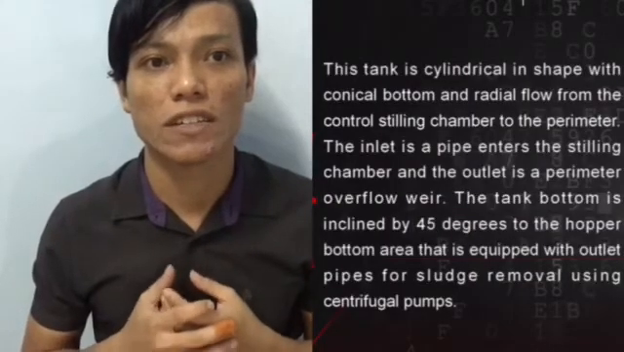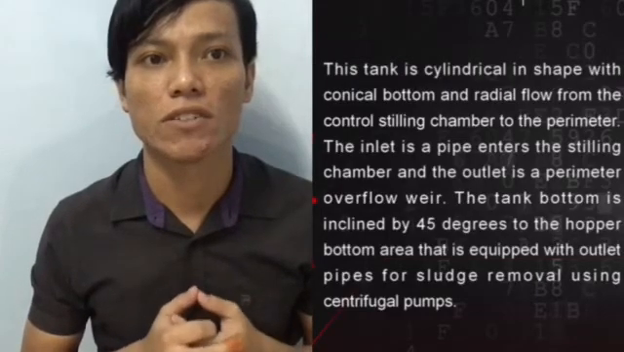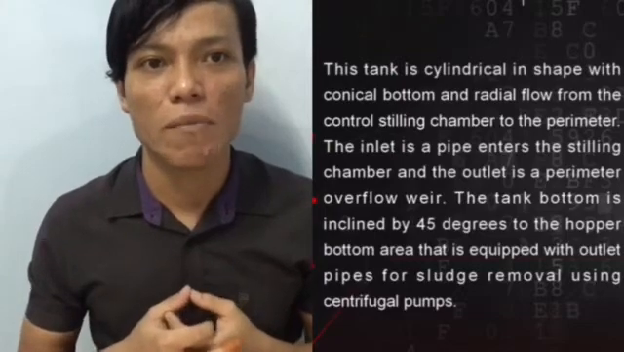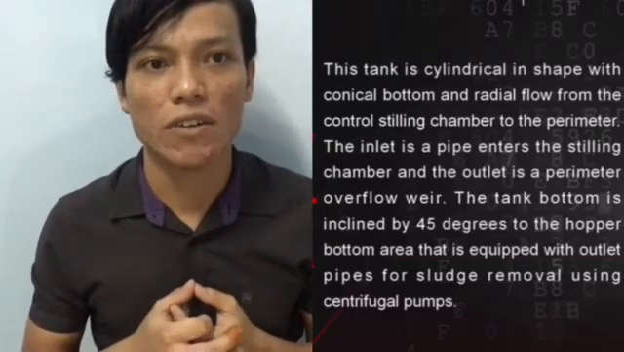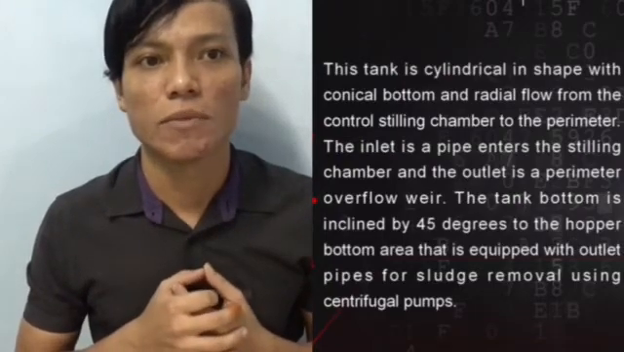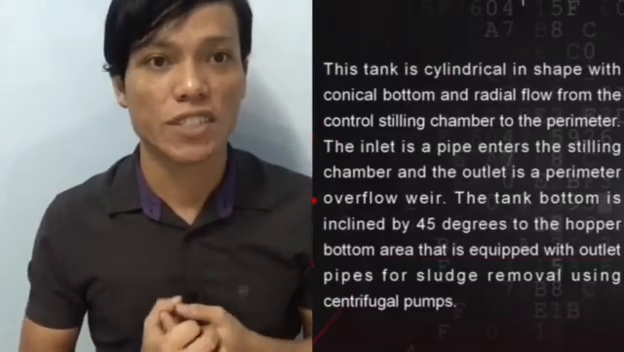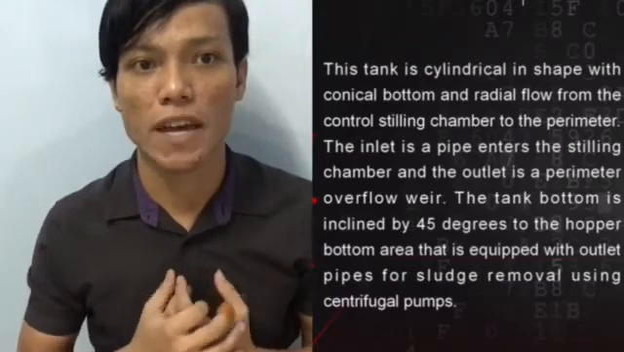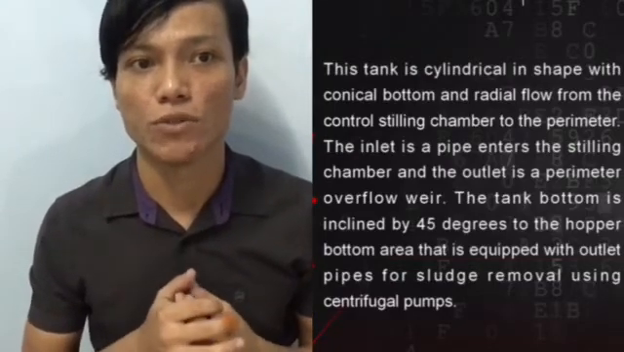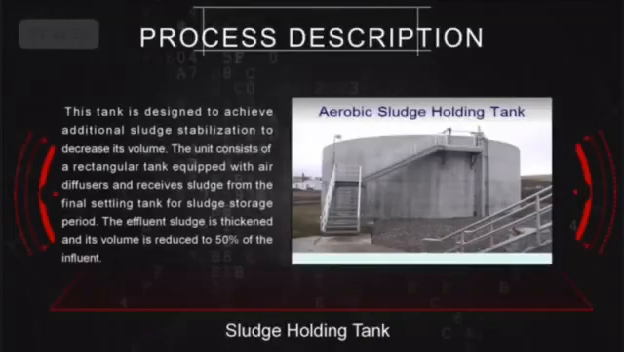The tank is cylindrical in shape with a conical bottom and radial flow from the central stilling chamber to the perimeter. The inlet is a pipe entering the stilling chamber and the outlet is a perimeter overflow, where the tank bottom is inclined by 45 degrees to the hopper bottom area that is equipped with an outlet pipe for sludge removal using centrifugal pumps.